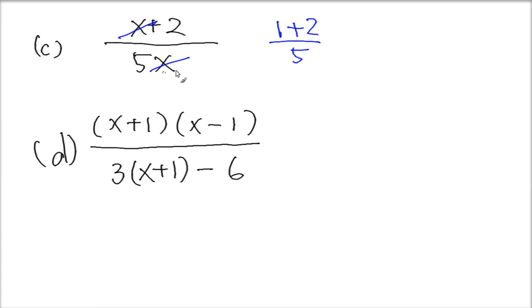What is a factor? A factor is something multiplied by another expression. This is a factor. This is 5 times x. This is a factor. But this is a term. It is not a factor because this is x plus 2. It's not x times 2. Okay? So let's start over.